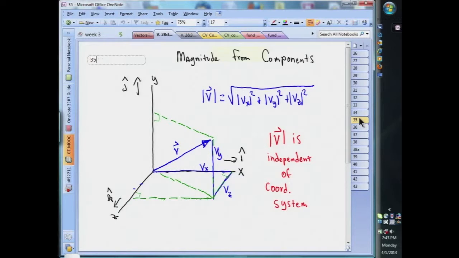Now that we know how to compute the magnitude of a vector from its components, we can compute the unit vector corresponding to that same vector. Let's give this a try with this example.